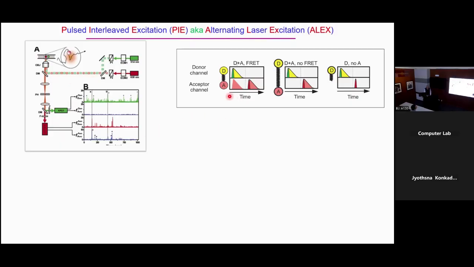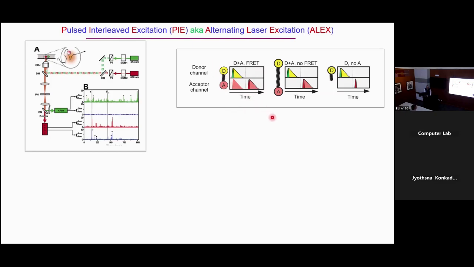Okay, so here's the three streams of photons that I was talking about. If the donor and the acceptor are close enough to each other, we'll get the donor fluorescence and we'll get the sensitized emission, as I showed. And then alternatively, when the red laser pulse comes in, we'll get the acceptor emission. So that's what those three are.